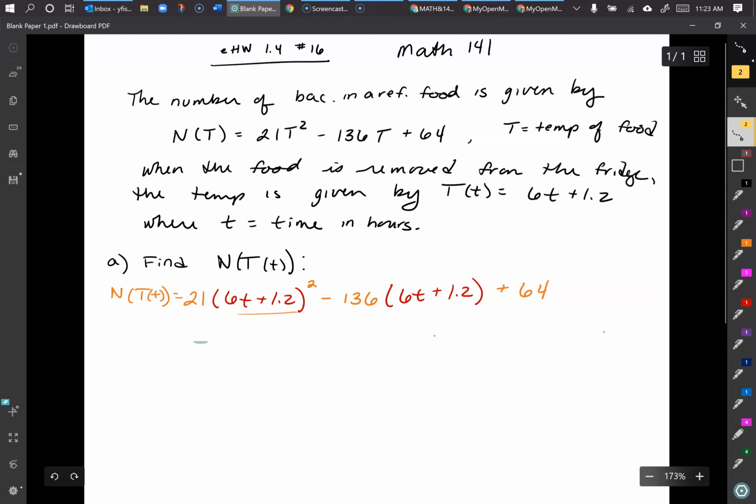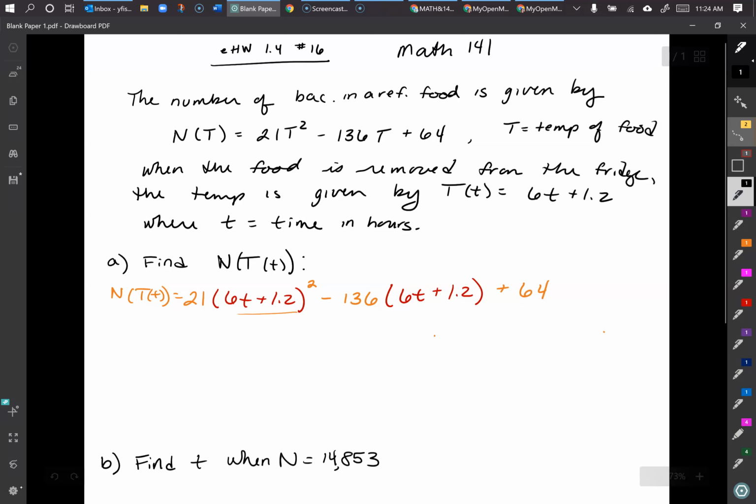So we need to do a composition here to find the number of bacteria related to time, because that's what the question ultimately is going to ask. Find the time needed when the bacteria count reaches 14,853. That is part B of this. So we'll jot that down here. Find t when N equals 14,853. So the first step is to do the composition.